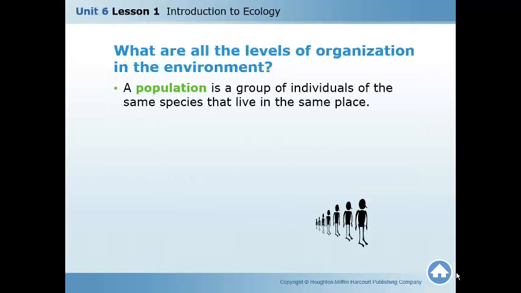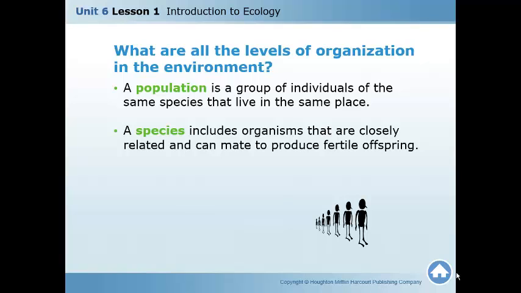Now this is the second level of organization. A group of individuals make up a population, but those individuals have to be of the same species. Now what is a species? A species includes organisms that are closely related and can mate to produce fertile offspring.